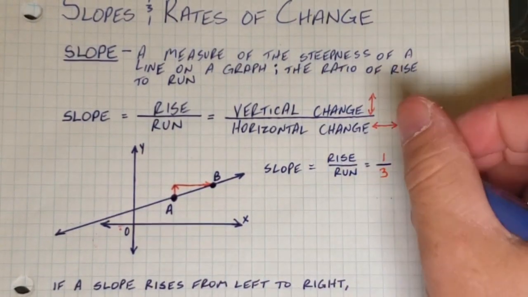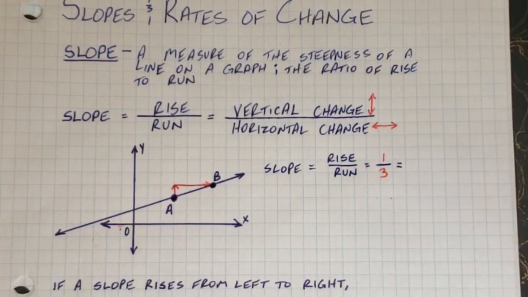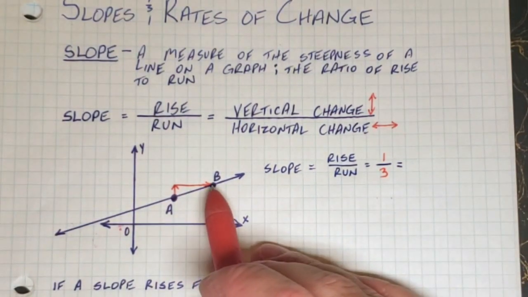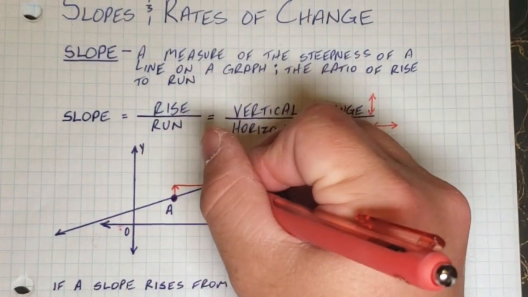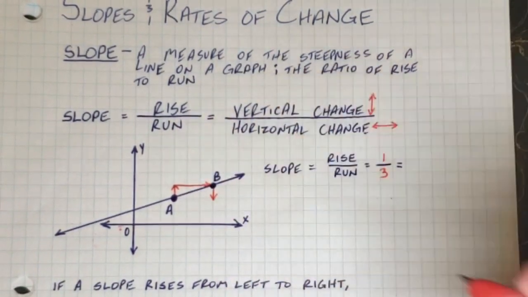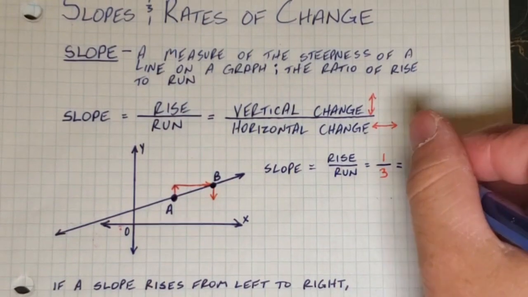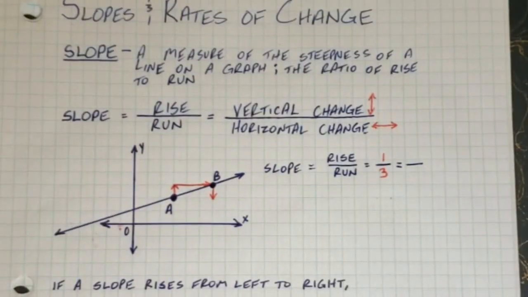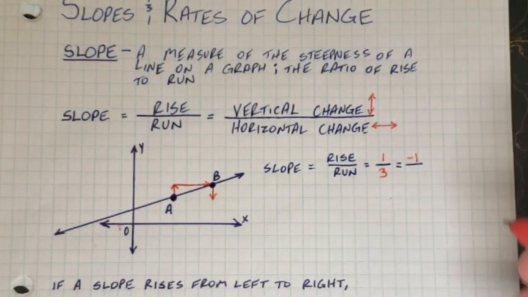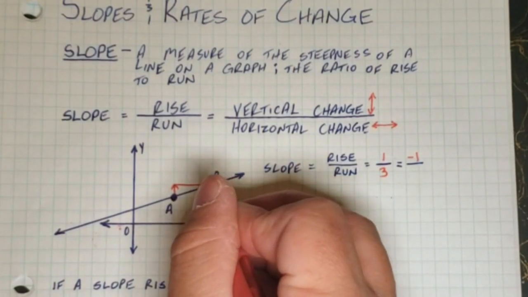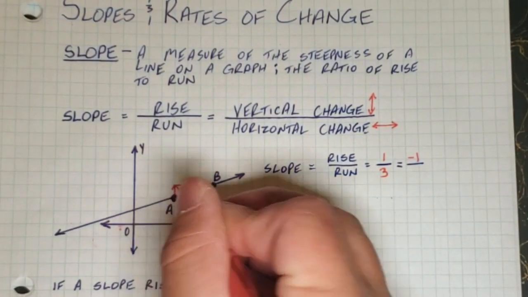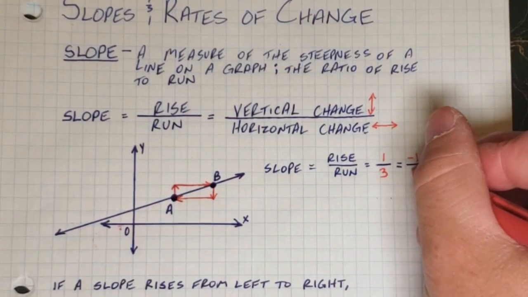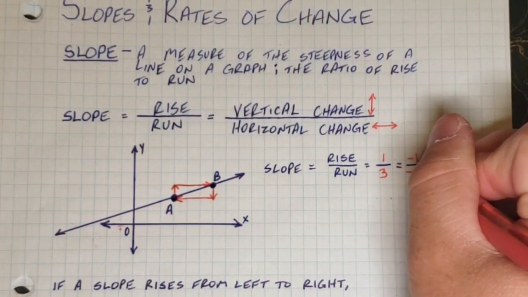But, Mr. Brown, what if I had gone from point B back to point A? All right, let's see what happens. If I want to go from the point B to the point A, I would go down one space. Well, what does down one sound like? That sounds like a -1. And then I would move to the left 3 spaces. To the left 3, that sounds like -3.